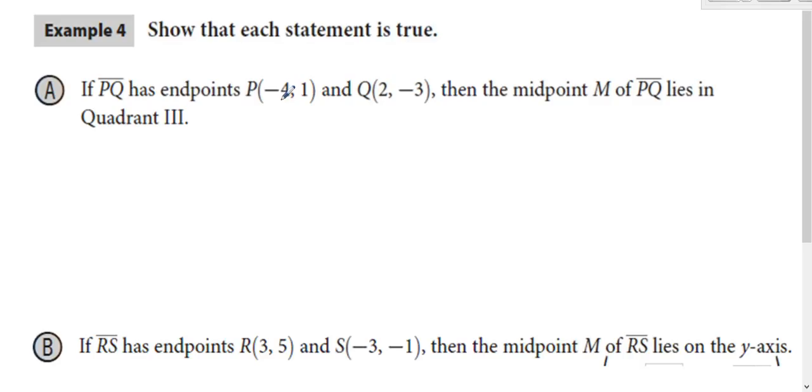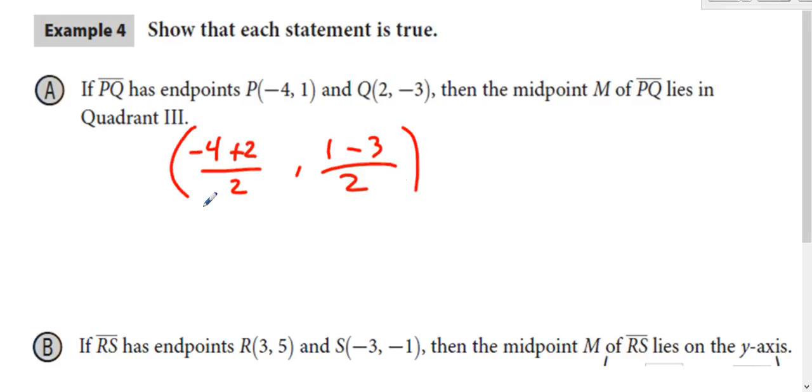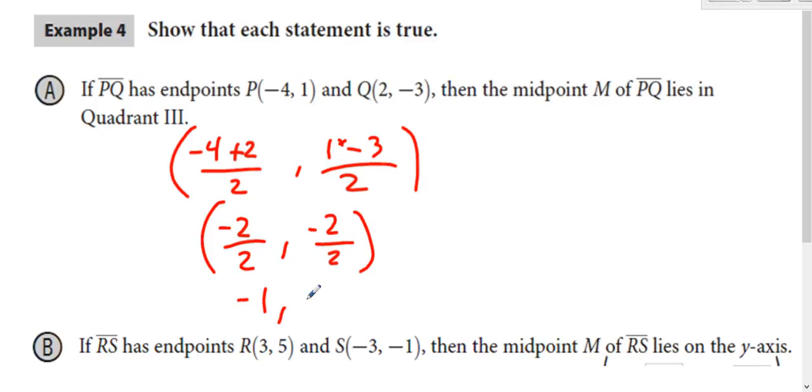For the midpoint, you add the x coordinates. So that's -4 plus 2 divided by 2. And you add the y coordinates, so 1 and -3 divided by 2. So it's like 1 plus -3, or just 1 minus 3. -4 plus 2 is -2. 1 minus 3 is -2. Divided by 2, you get -1 and -1.